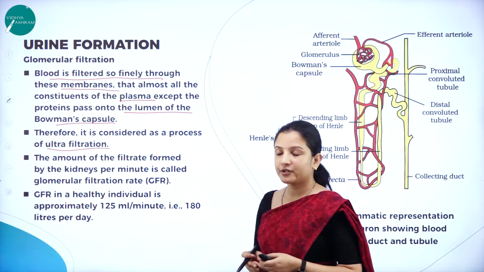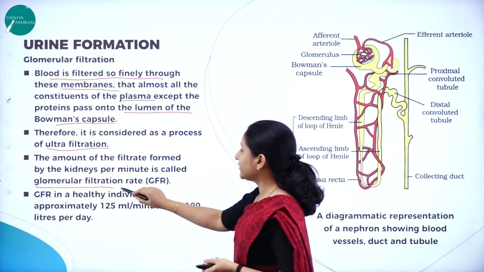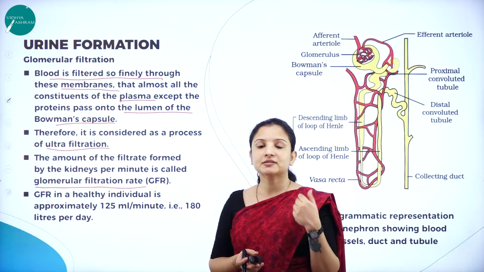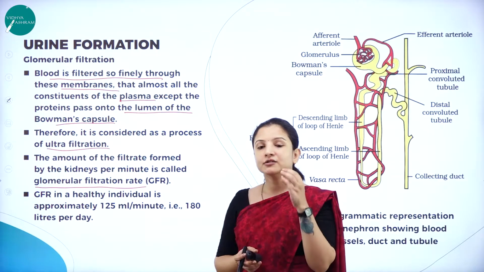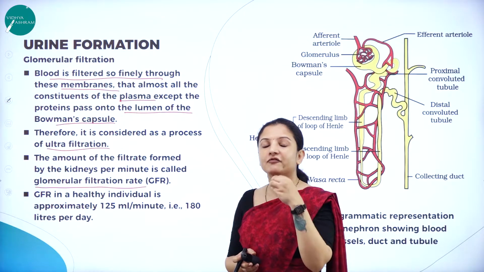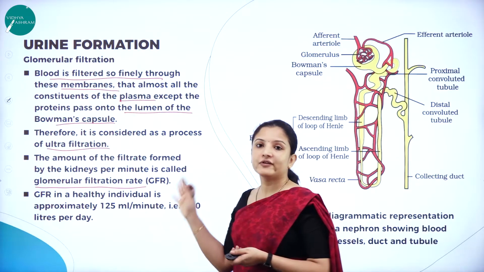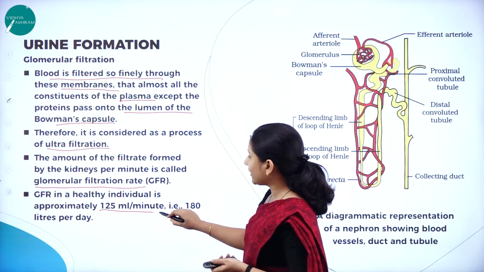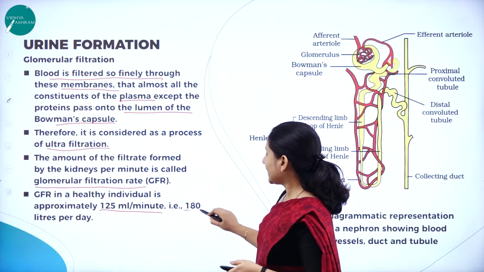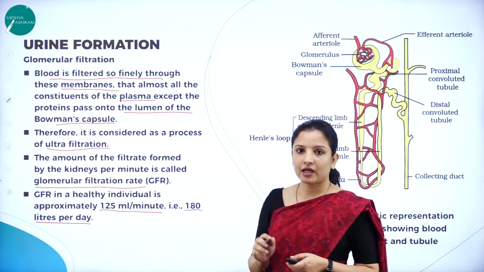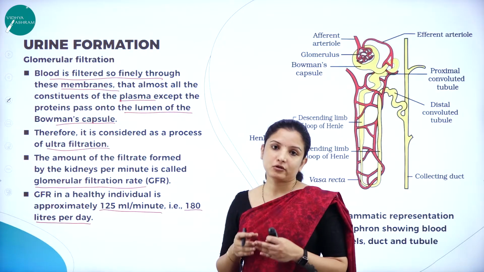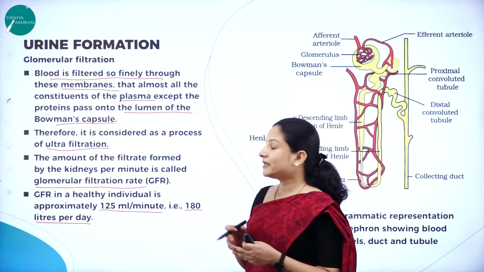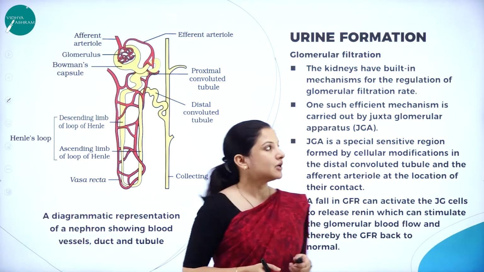The amount of filtrate formed by the kidney per minute is called the glomerular filtration rate. Somewhere around 1100 to 1200 ml of blood is filtered per minute, and the filtrate obtained is the glomerular filtration rate. The glomerular filtration rate of a healthy person is approximately 125 milliliters per minute, that is, 180 liters per day. So per day, 180 liters of filtrate is formed, which is nothing but the glomerular filtrate. So this was about glomerular filtration.